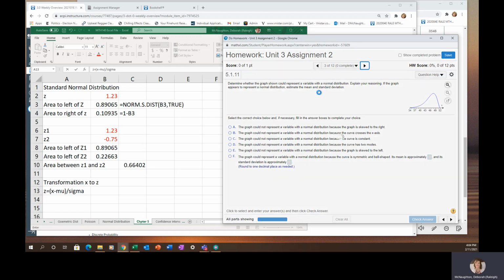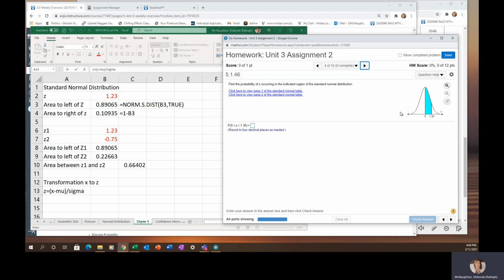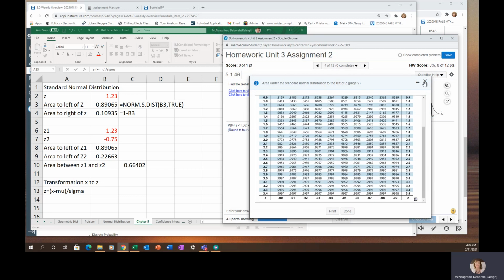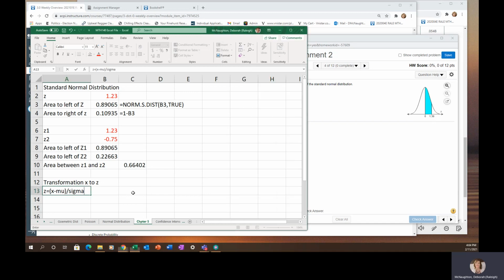I'm going to let you guys answer that on your own. And then here it wants you to find this area. It tells you that you can use the normal tables, or we can now use what we've set up in Excel because we already set this up. So remember, I always recommend that here's our template. I'm going to call this chapter 5, but I could go in and change this template. And then I recommend that you copy this.